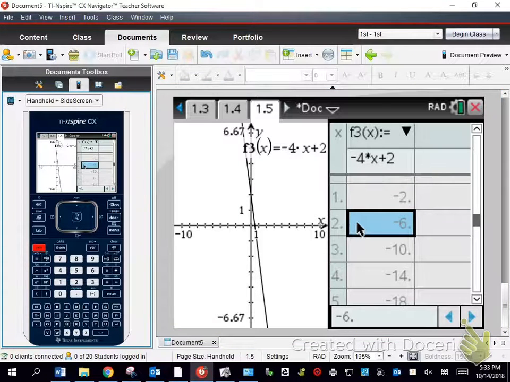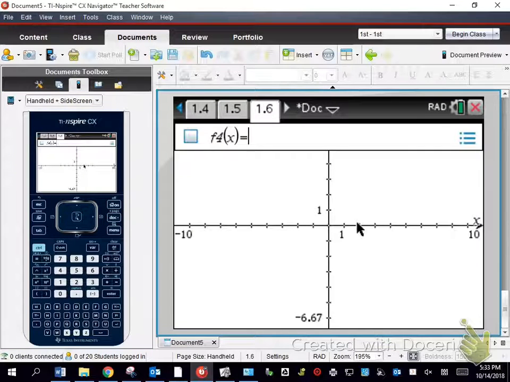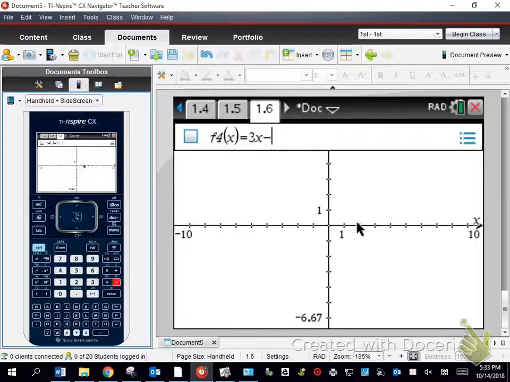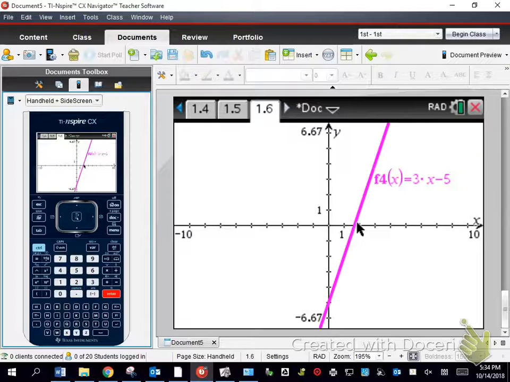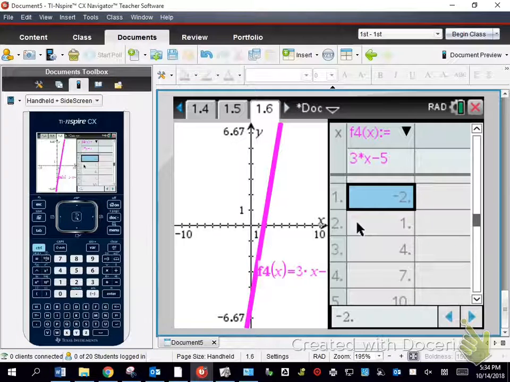Control Doc, go to 2, and you have 3x minus 5. Enter, and then you hit Control T. That's negative 2, and then 1.